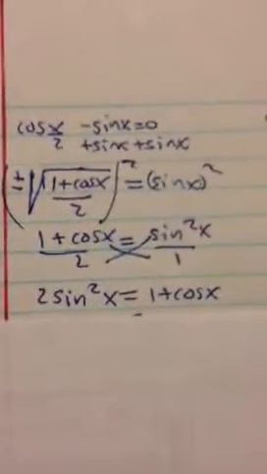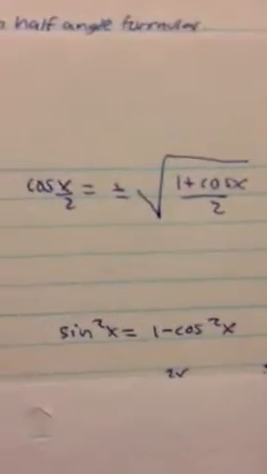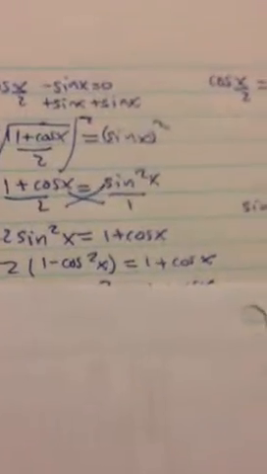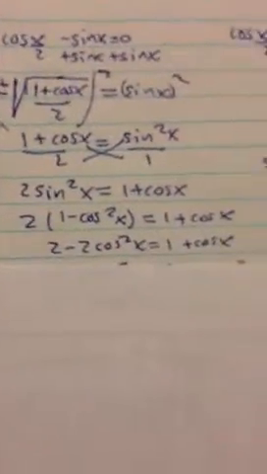our trigonometric identities state that sine squared x equals 1 minus cosine squared x. So we plug that in. 2 times (1 minus cosine squared of x) equals 1 plus cosine of x, and when we distribute the 2, it becomes 2 minus 2 cosine squared of x equals 1 plus cosine of x.